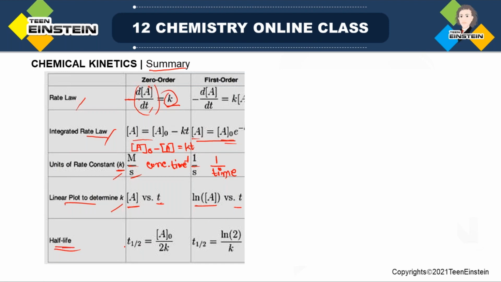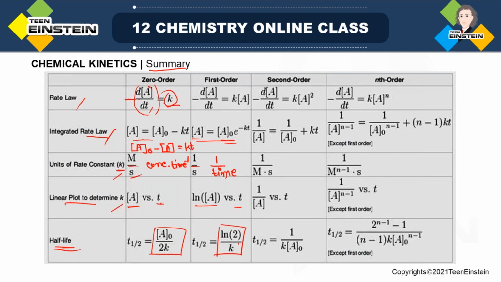And the expression for half-life, t half for zero order reaction, initial concentration divided by 2k, that is 2 into rate constant, but in case of first order, it is not dependent on the starting material concentration, it is simply ln2, that is 0.693 divided by rate constant. So this is very special about first order reaction, where you will see that half-life is not dependent on the starting material concentration.